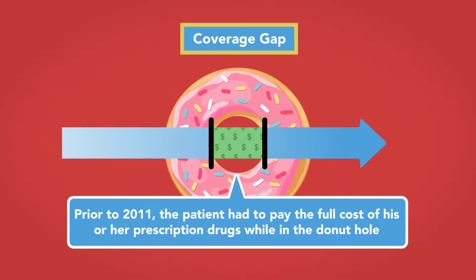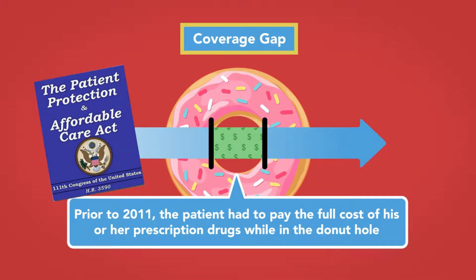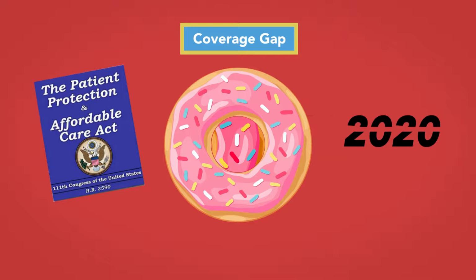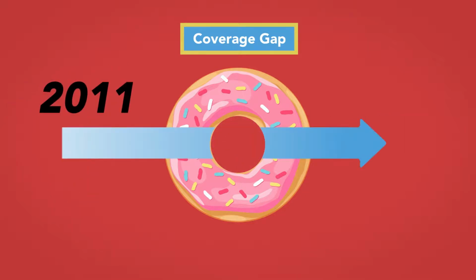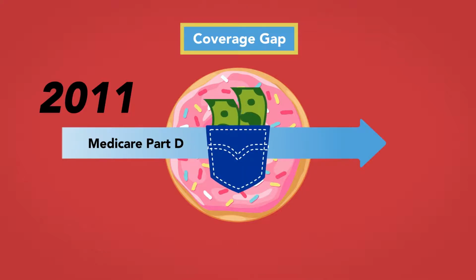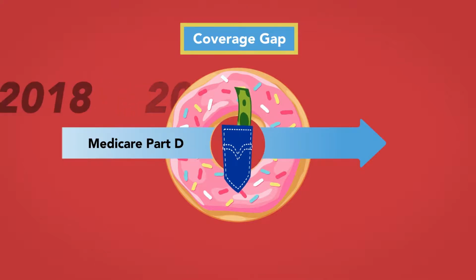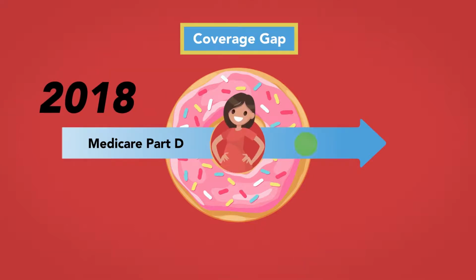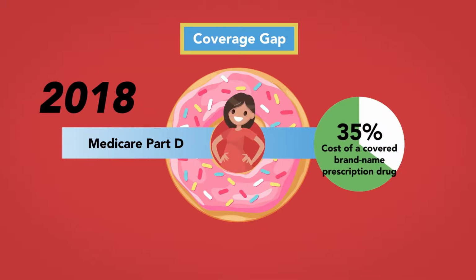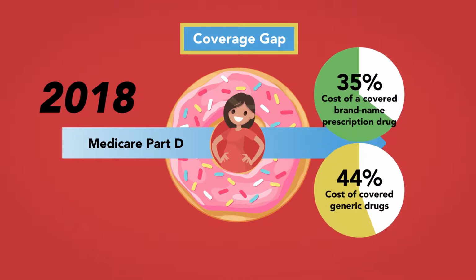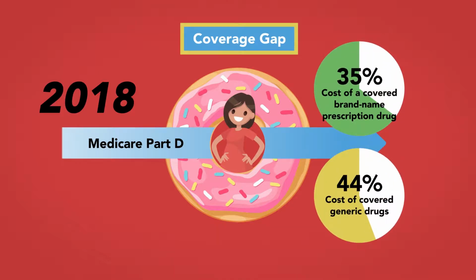Prior to 2011, the patient had to pay the full cost of his or her prescription drugs while in the donut hole. However, provisions of the Patient Protection and Affordable Care Act of 2010 are gradually phasing out the coverage gap, eliminating it entirely by 2020. Starting in 2011, changes to Medicare Part D began to be implemented to reduce the patient's out-of-pocket costs when she reaches the donut hole. In 2018, while in the donut hole, she will pay no more than 35% of the costs of brand-name prescription drugs and 44% of the cost of covered generic drugs.